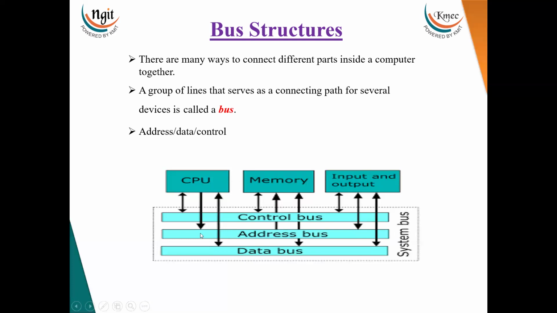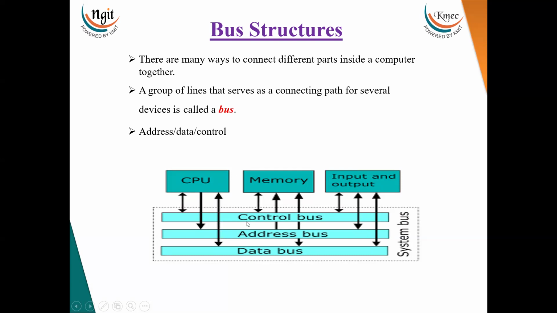Now, if you see, the data bus is bidirectional because the data goes into the CPU and comes from the CPU. The data bus for the memory is also bidirectional. Input and output devices are also bidirectional. From the input, data comes into the CPU, and from the CPU to the output device, data goes. That's why you can see the data bus is bidirectional.